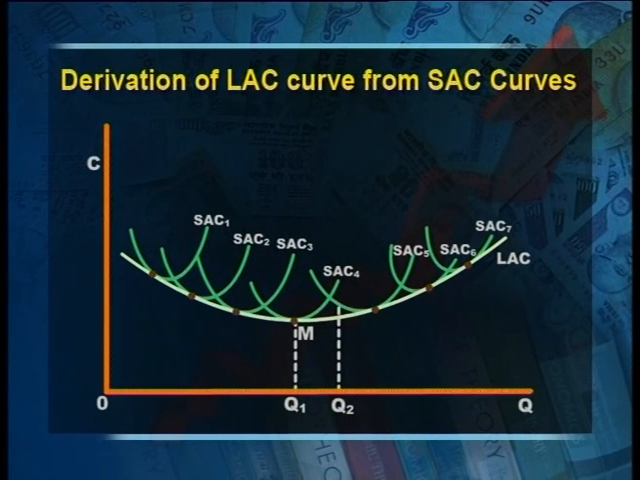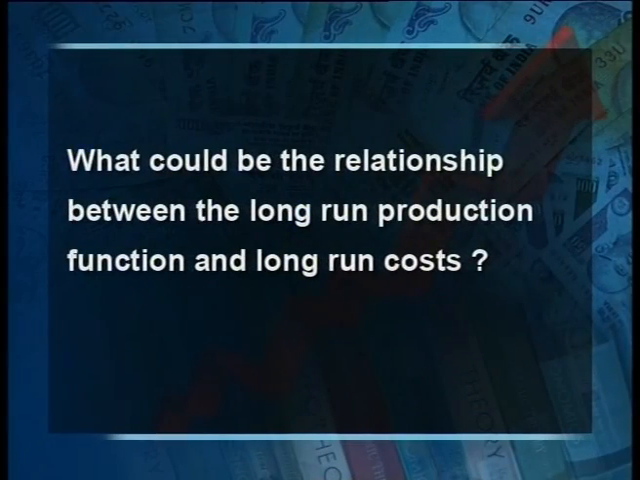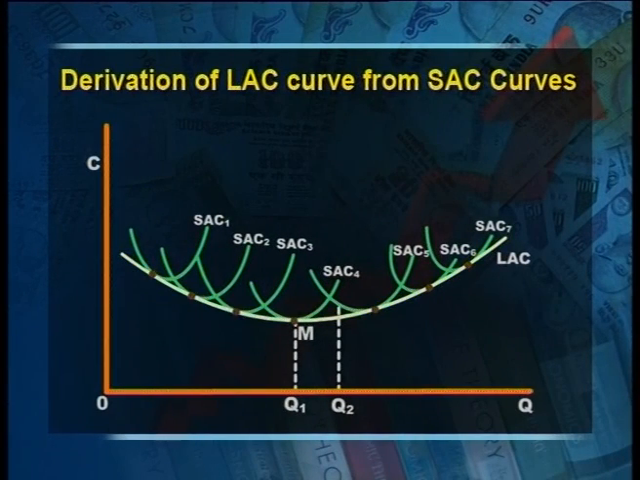Thus, the plant size whose costs are indicated by SAC4 is referred to as the optimum size or scale of the plant. Now, let us analyze what could be the relationship between the long run production function and long run costs. Look at the shape of the long run average cost curve. The shape of the long run average cost curve is a flatter U-shape.